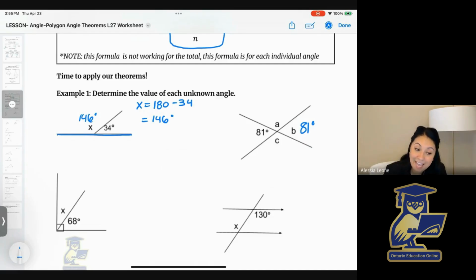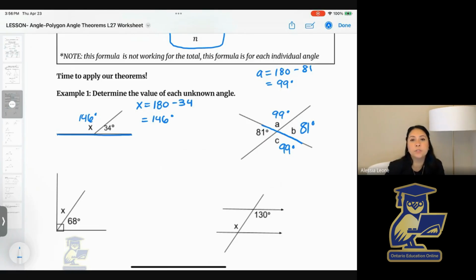Now to find A, we know A and B are on a flat line. A and B should equal 180 degrees. So A will be 180 take away 81, and that gives us 99 degrees. So we know A is 99 degrees. Now, A and C are opposite angles, so we know C is 99 degrees.